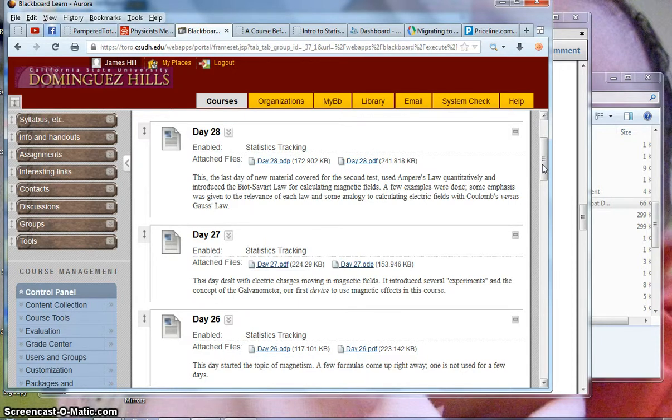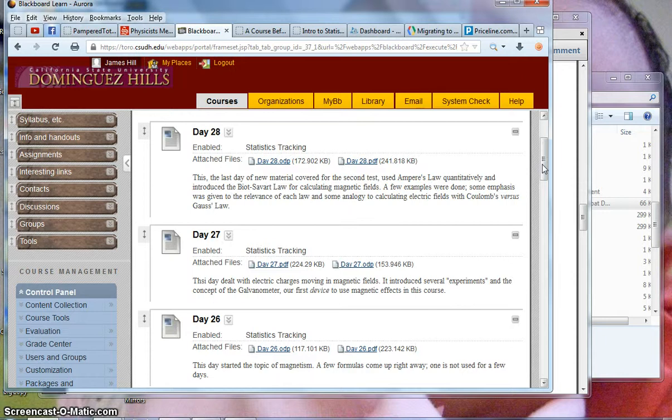Spent a whole day talking about applications of electric charges moving in magnetic fields. A lot of experiments, demonstrations, the concept of something called a galvanometer, which was a device to measure magnetic effects. I note that the galvanometer is what's used in older voltmeters and ammeters, which I talked about in detail, and which I've found on old tests that I looked at.